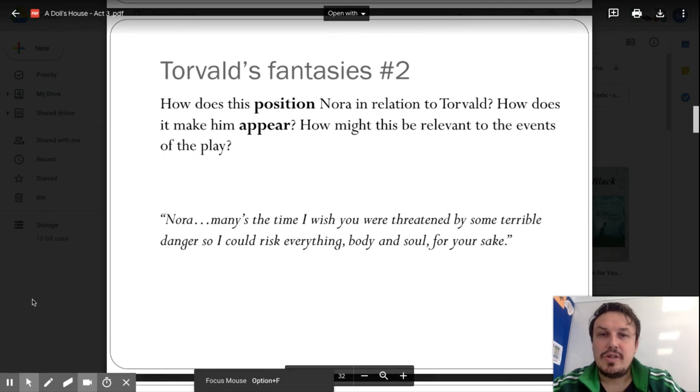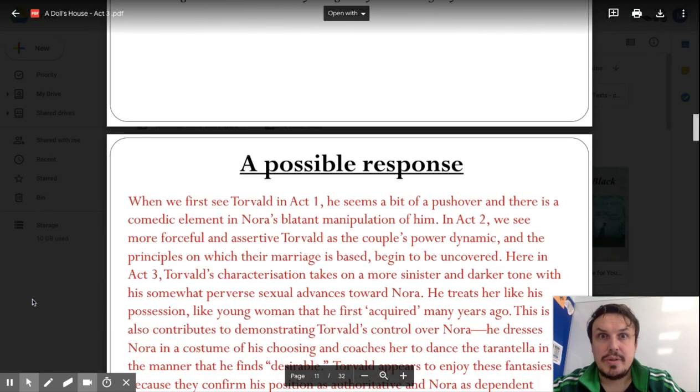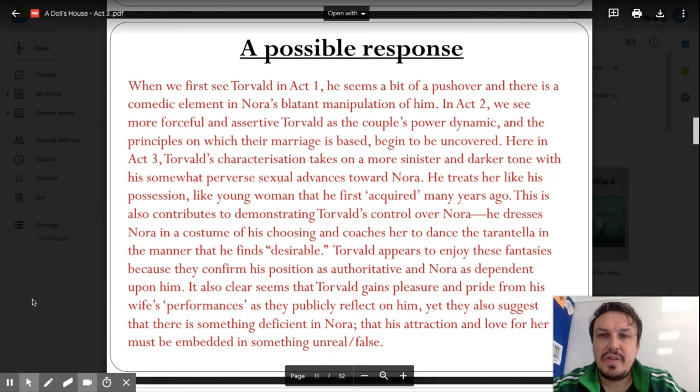Right. So I've included some notes here for a possible response. When we first see Torvald in Act 1, he seems a bit of a pushover. There's a comedic element in Nora's blatant manipulation of him. I remember watching it in class a couple of years ago, and they said she's very funny, very humorous. Their interaction seems quite playful.